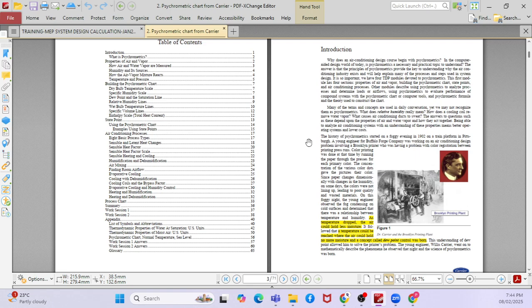So what should be as per the standard, and the standard that we will follow, this should be the ASHRAE. This one I am expecting from you.